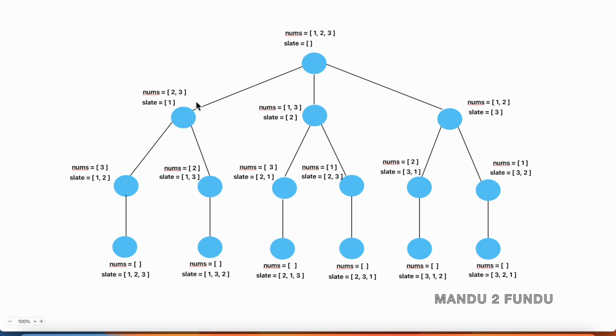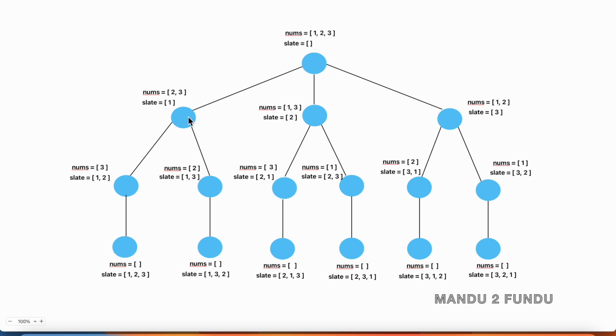So we make a recursive call after adding 1 and update the nums array by removing 1 from the current input. And then we make a recursive call after adding 2 and removing the number 2 from the nums array. We add 3 to the slate and remove the 3 from the nums array. Okay, and from here we add number 2 and remove the number 2 from the input's nums array, so that the next possible value will be only 3 for this place.